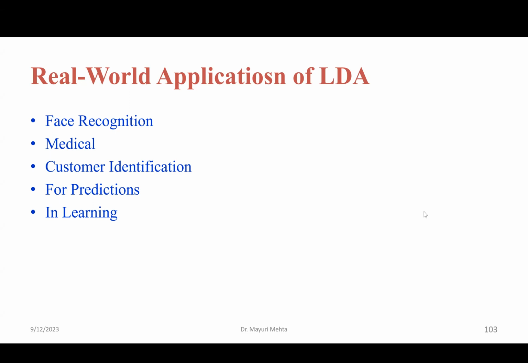The next application area is predictions. LDA can also be used for making predictions and in decision making. For example, will you buy this product will give a predicted result of one of two possible classes, as in buying or not. Okay. And in learning.